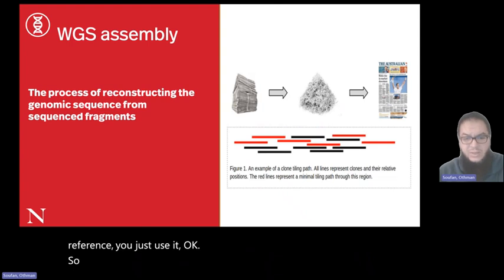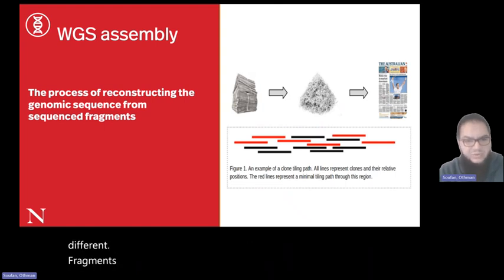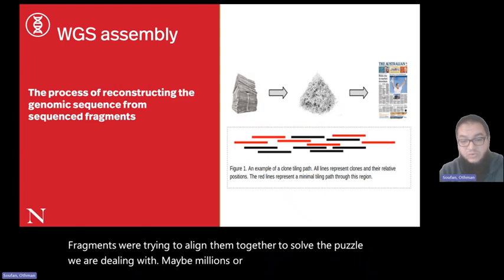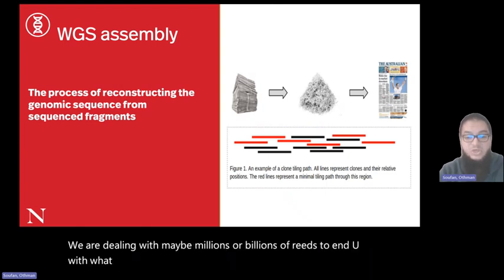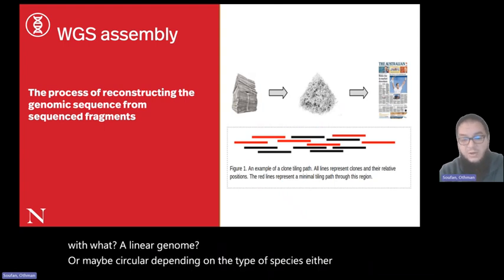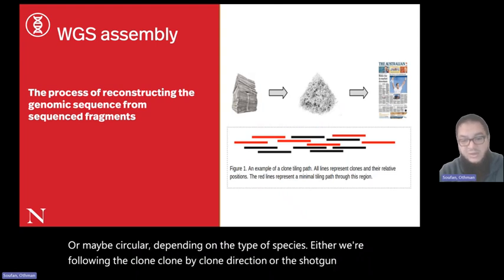So in whole genome sequencing, we're looking at different ways. We are dealing with different fragments, and we're trying to align them together to solve the puzzle. We are dealing with maybe millions or billions of reads to end up with what? A linear genome, or maybe circular, depending on the type of species. Either we're following the clone-by-clone direction, or the shotgun direction, okay?